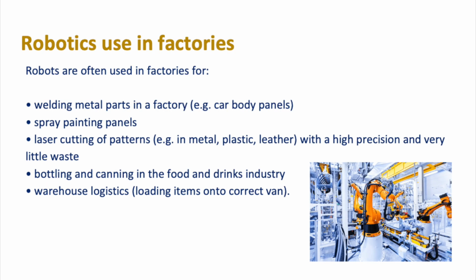So what's the use of robotics? Well, the first scenario we're going to look at is the use of robotics in factories. Robots are often used for welding metal parts in a factory. For example, you might want to weld together different car body panels. You can use them to spray paint panels. You can use them to laser cut patterns, whether it's in metal, plastic, or leather. And they're very precise and they waste very little product. That means you can get more items out of the same material than a human would perhaps get.